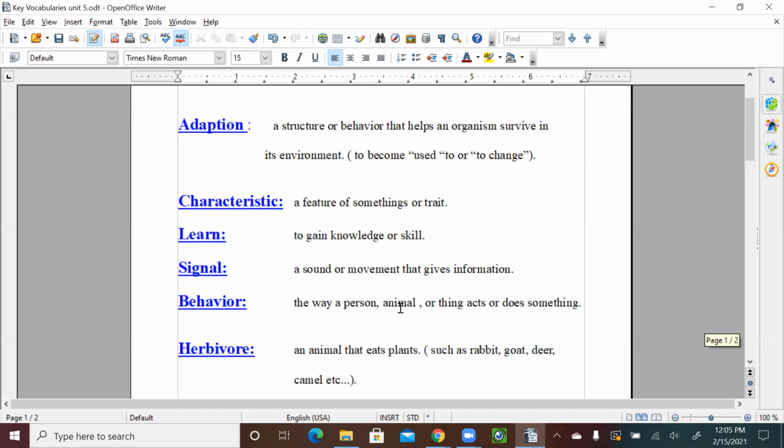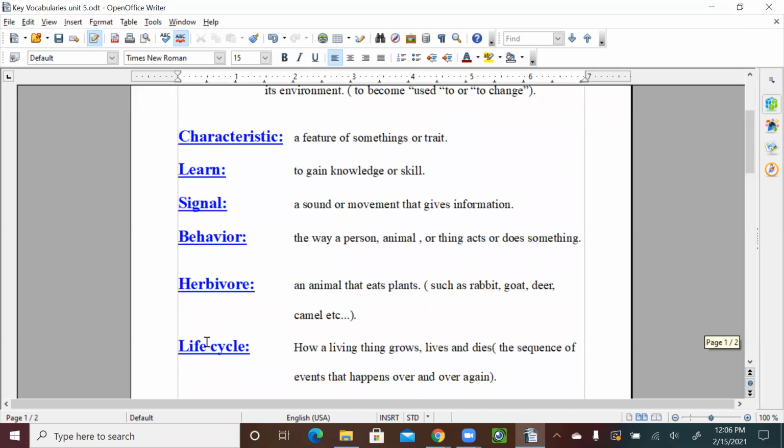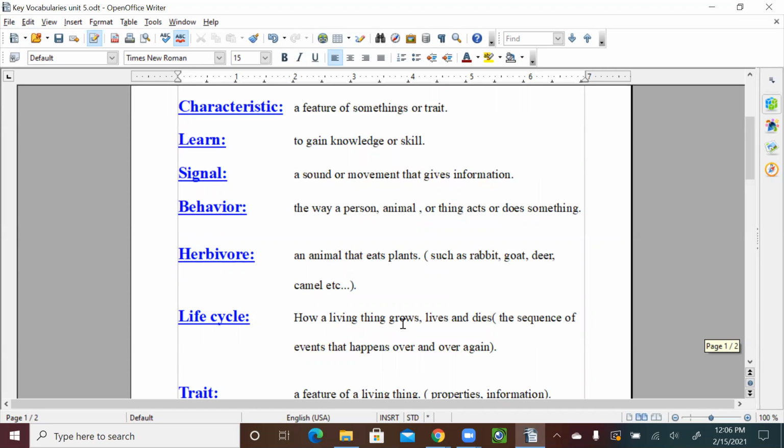Behavior, the way a person, animal, or thing acts or does something. Herbivore, an animal that eats plants. So an animal that eats plants is a herbivore, such as rabbit, goat, deer, camels. A life cycle, how a living thing grows, lives, and dies. So it's a sequence of events that happen over and over again. That's called a life cycle, for example the life cycle of a plant. We start with a seed, then it grows roots, and we see the stems and the leaves. That's called the life cycle of a plant.